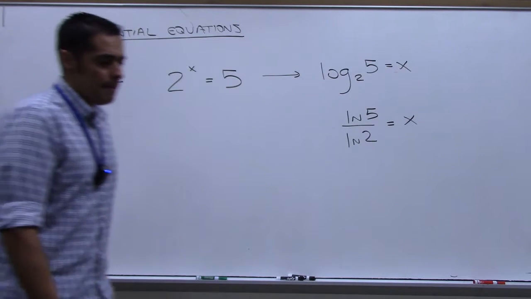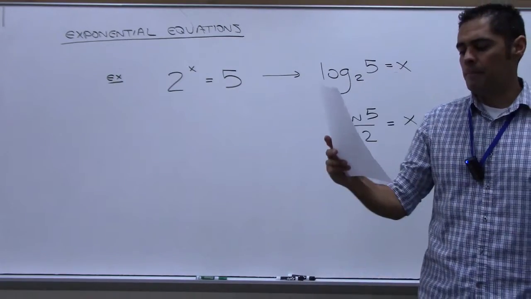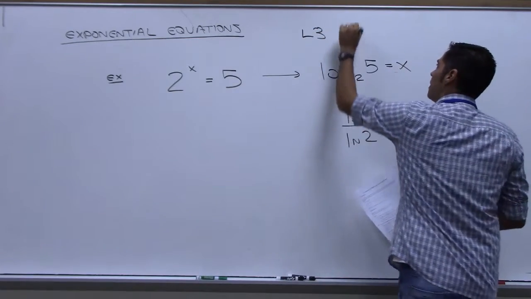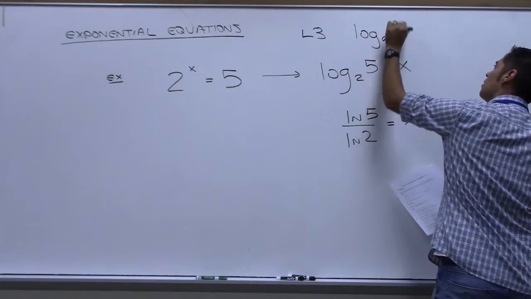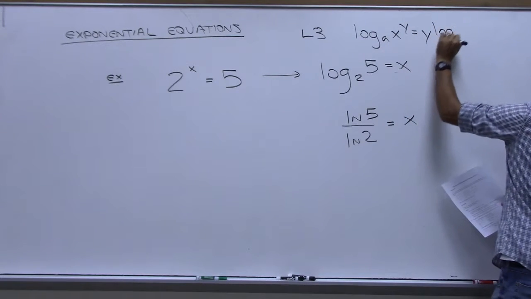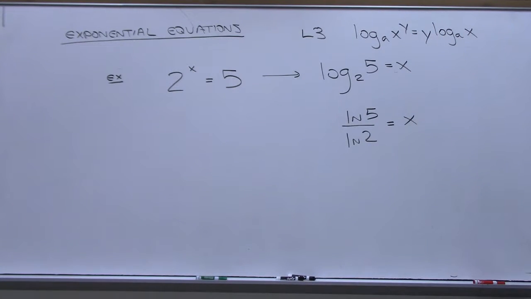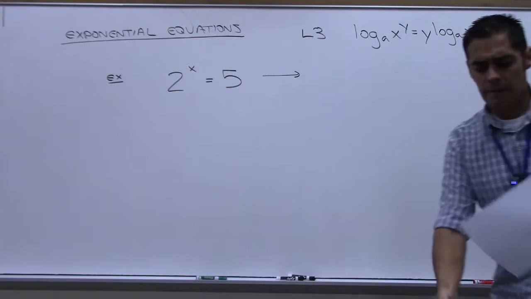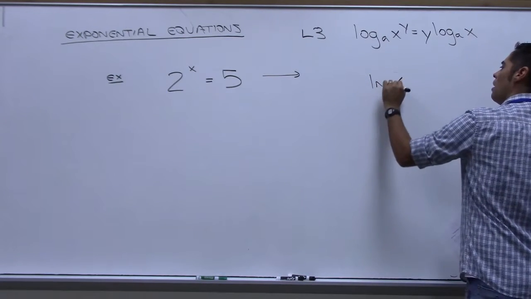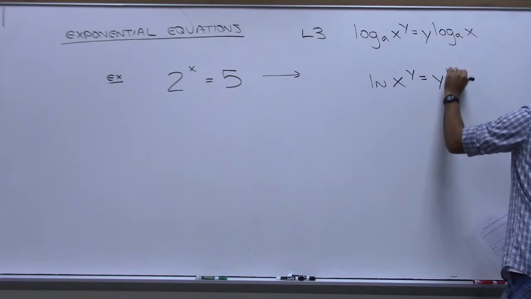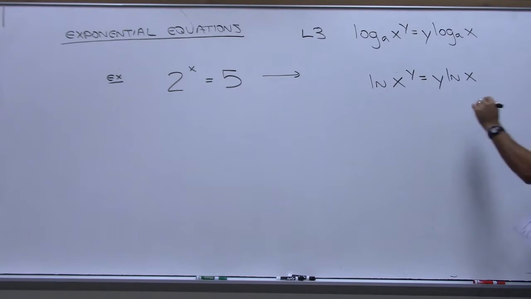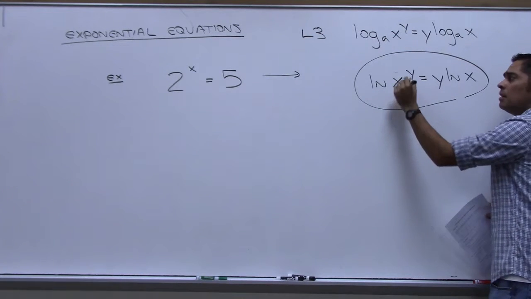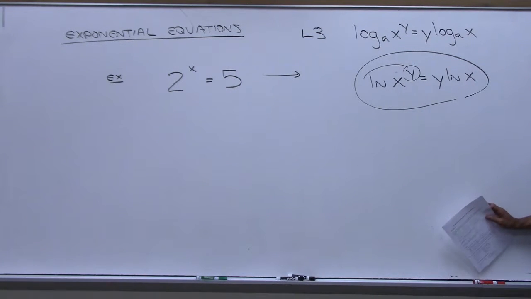Do you remember, let's everyone look at property 3, L3? It said if you have log base a of x to the y, we pull the y out front, right? And that also worked for natural log, didn't it? So if I had natural log of x to the y, this was y natural log x, right? This property right here can be seen as anytime you have natural log of something to a power, you can always drop the power out, right?